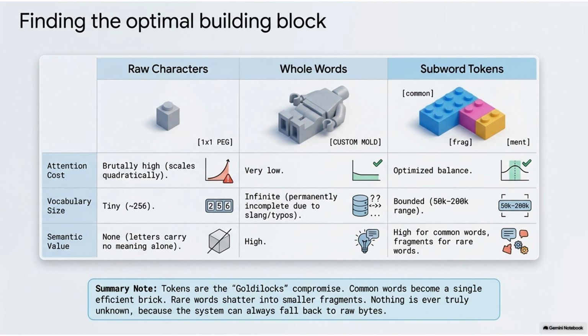The Goldilocks compromise. Common words become 1 efficient brick. Rare words shatter into fragments. The vocabulary is bounded somewhere between 50,000 and 200,000 entries. And critically, nothing is ever truly unknown, because underneath everything, the system can always fall back to raw bytes. Remember that fallback. It comes back at the end of this video.